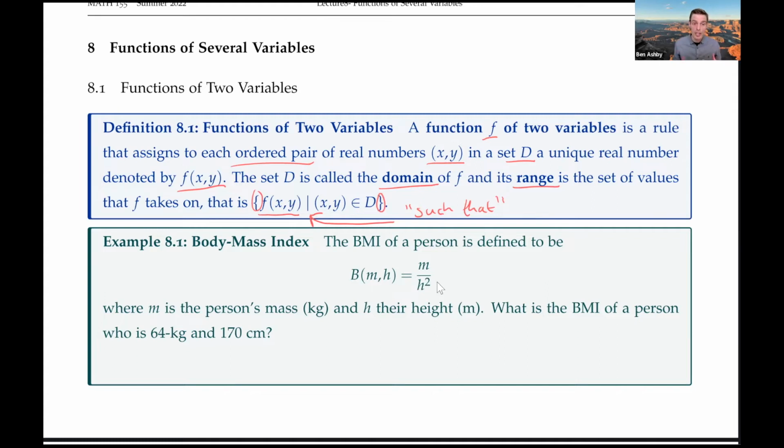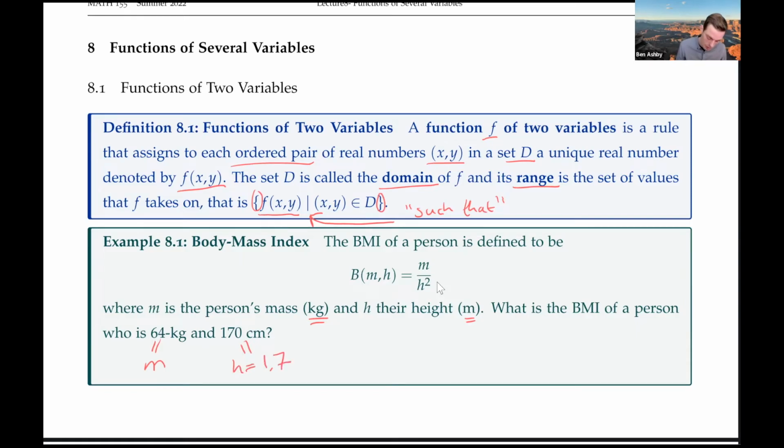So as an example, if you want to work out your body mass index, your BMI, this is defined to be B of m, h, where m is the person's mass in kilograms, and h is their height in meters. So our function is we take the mass, sorry, and we divide it by the height squared. So if we have a person who weighs 64 kilograms and is 170 centimeters tall, what's their BMI? Well, their m is going to be equal to 64. Note that the height was in meters, so we need to convert this from centimeters. So h is equal to 1.7.